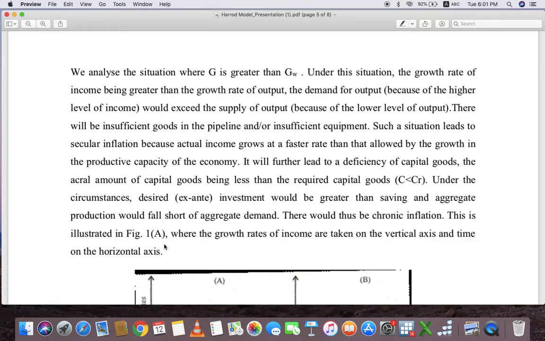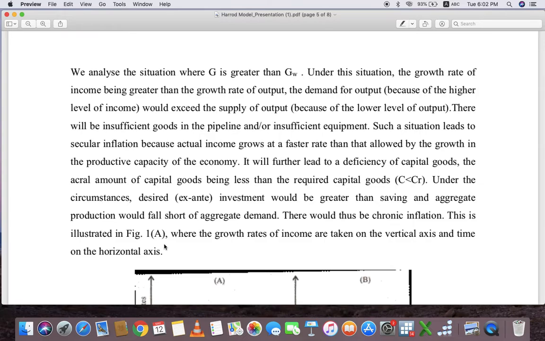So, there will be insufficient goods in the pipeline, or insufficient equipment. As a result of that, there is insufficient equipment. In such a situation, there will be secular inflation, because actual income grows at a faster rate than that allowed by the growth in the productive capacity of the economy, because the productive capacity of the economy does not allow that high level of income. So, there will be deficiency of capital goods, and the actual amount of capital becomes less than the required amount of capital. C is less than CR.